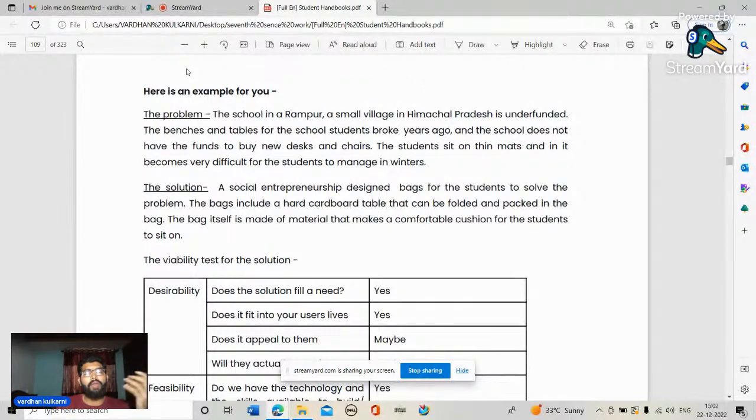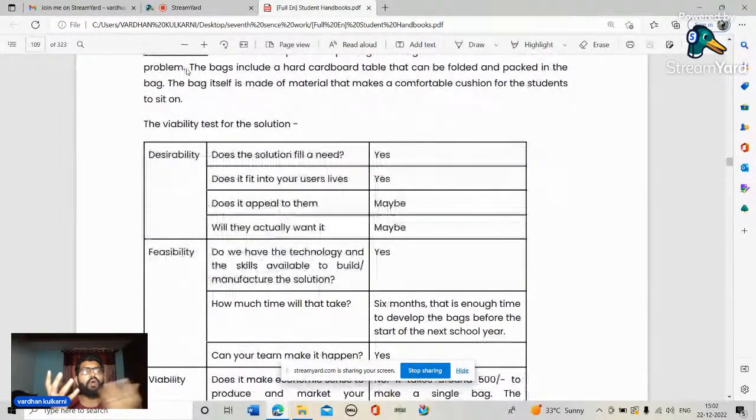So the viability test. Desirability is what all these desirables are. Does the solution fill a need? Yes. Does it fit into your users' lives? Yes. Does it appeal to them? Maybe. Will they actually want it? Maybe, probably, if the tables and benches at school are actually broken.